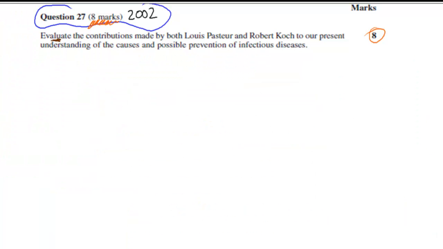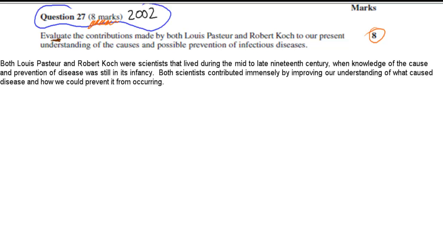So we've got first statement, it's just an introduction statement. Both Louis Pasteur and Robert Koch were scientists that lived during the mid to late 19th century, when knowledge of the cause and prevention of disease was still in its infancy, right? So back then, when they were alive, we didn't know much about what's causing disease and how we can prevent it. Both scientists contributed immensely by improving our understanding of what causes disease and how we could prevent it from occurring. Right?